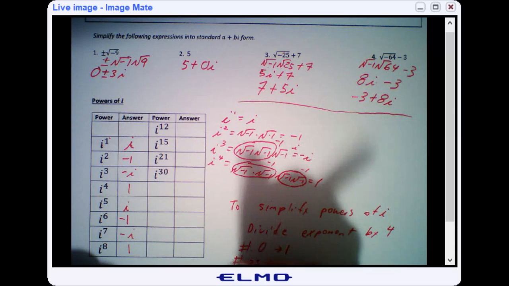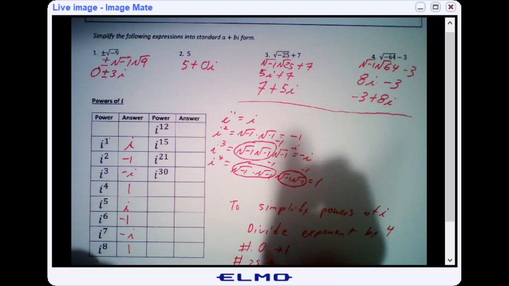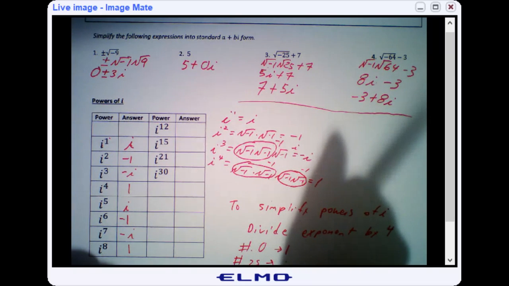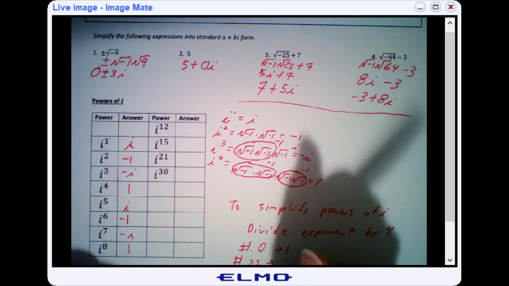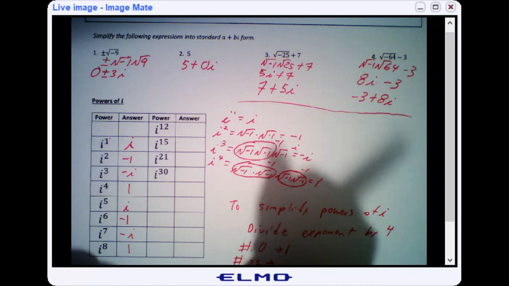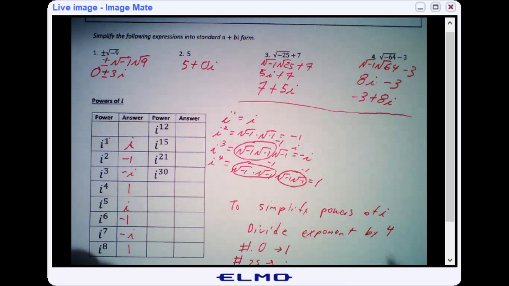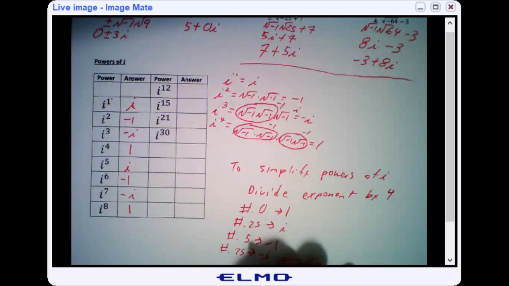If you get a number .5, it's going to be -1. If you have a number .75, it is -i. So if you know all of that, it makes the rest easy.